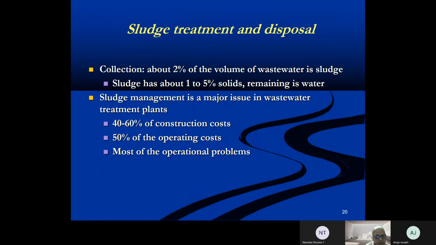Then we come to sludge treatment and disposal. So like I said, this is a huge part of wastewater treatment. About 2% of the total volume of the wastewater ends up as sludge. It has about 1 to 5% solids. So when I say what is the moisture content of sludge, it can be from 95% to 99% water. So sludge management is a major issue. 40 to 60% of the construction cost, 50% of the operation cost, and all of the problems are generally associated with sludge management.